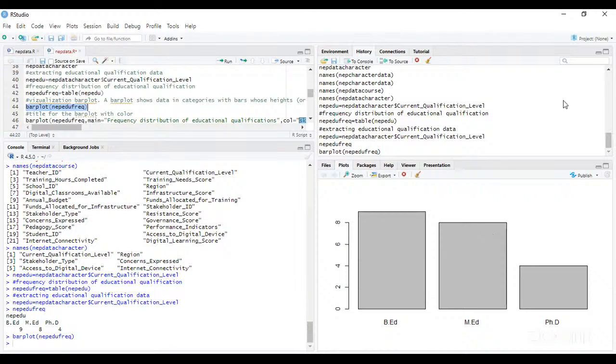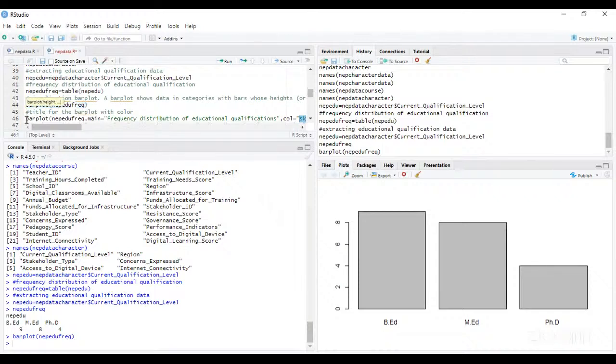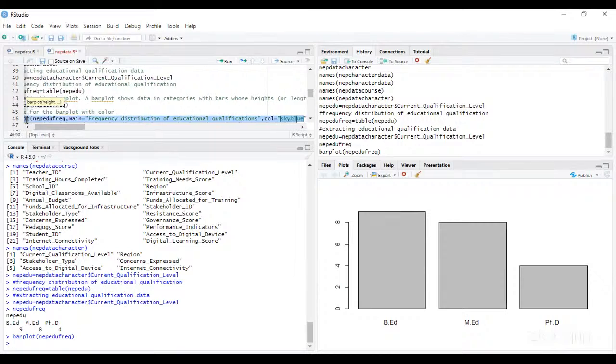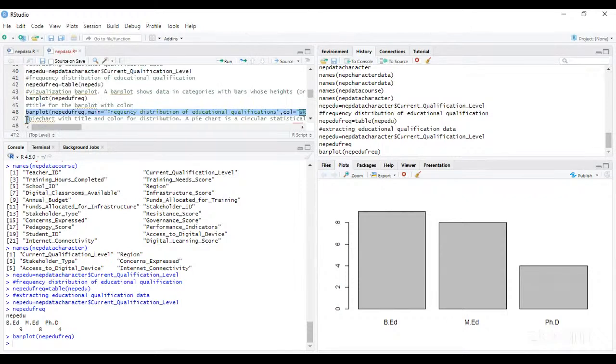Now, this bar plot is very incomplete. This is not a very proper bar plot. Now we will make it proper. So, ma'am, you select the 46th line. Please select the whole line. Yes, please run.